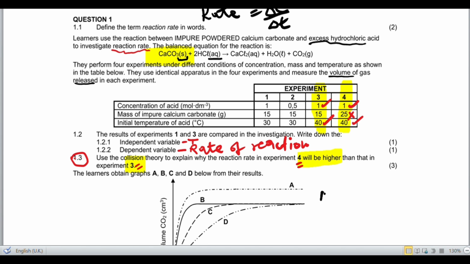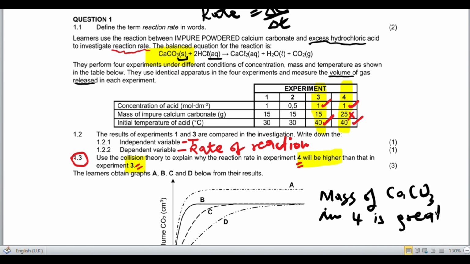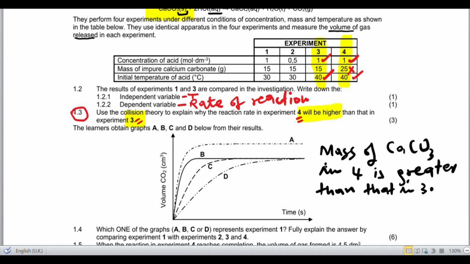But the mass of impure calcium carbonate in experiment 4 is greater than that in experiment 3. But remember that the mass is not a factor. So funeka sithethe nge-factor ngoba yeyiphi ke ngoku le factor that will affect the rate. Le ithetha ngala mass.